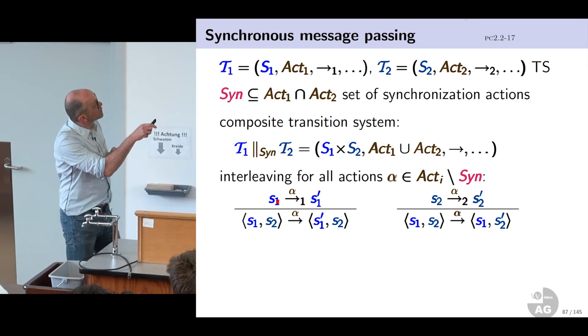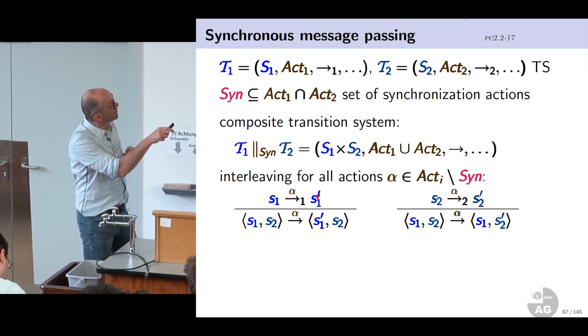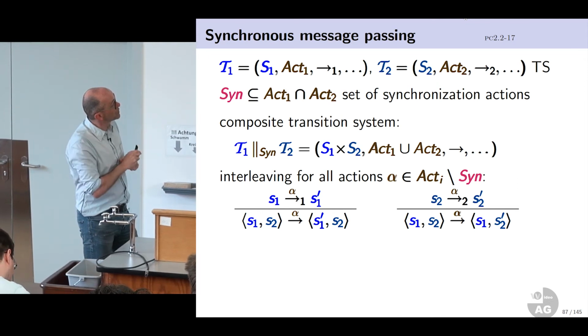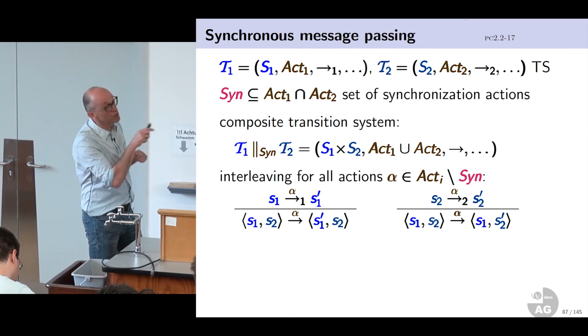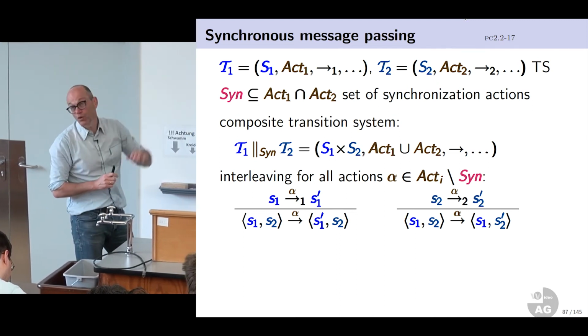So here you see that if S1 can do an alpha and moves to S1 prime, according to the transition relation of the first transition system, then the pair S1, S2 can execute alpha and moves to S1 prime, S2. And the other rule is symmetric.